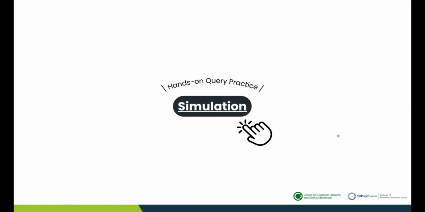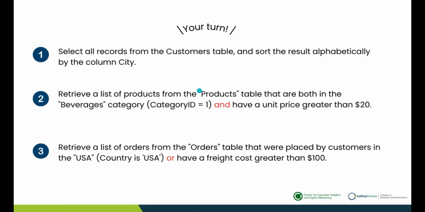Okay, now I'm going to give you guys some questions to practice. The first one is select all records from customer table and sort result by alphabet. I think this is the most simple one, and we practiced before, so I want you guys to try on your own. And then next, I want you to retrieve a list of products from products table.